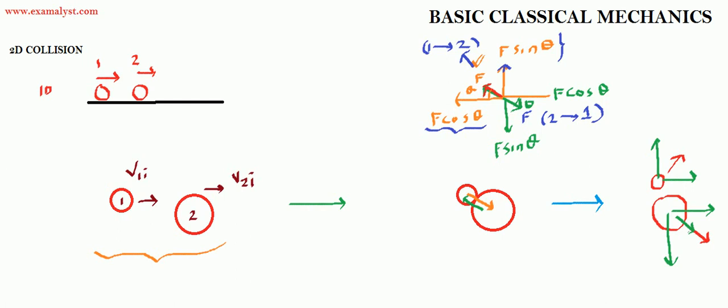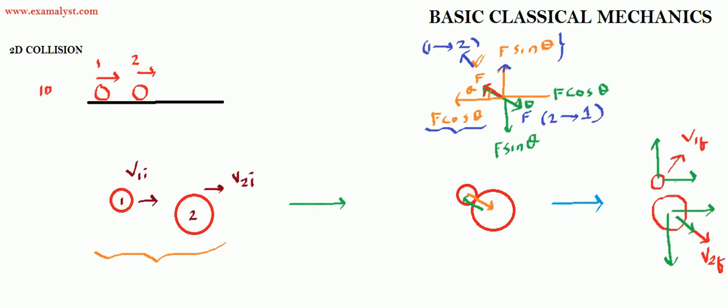Now comes how we can actually write the equations of motion, how we can predict the velocities. So what are the velocities that we need to predict? This ball is now moving in this direction. It must have a velocity v1f. Agreed? And the second ball is moving in this direction. It must have a velocity v2f.